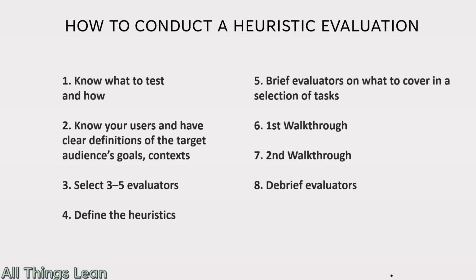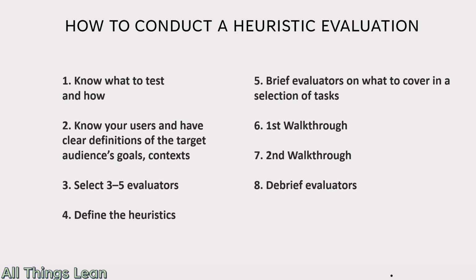Number 4, define the heuristics, around 5 to 10. This will depend on the nature of the system, product, or design. Consider adopting and adapting the Nielsen-Molich heuristics or using and defining others. Fifthly, brief evaluators on what to cover in a selection of tasks, suggesting a scale of severity codes that is critical to flag issues. Number 6, first walkthrough.